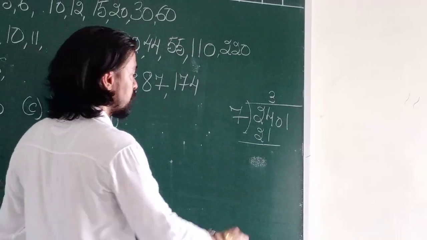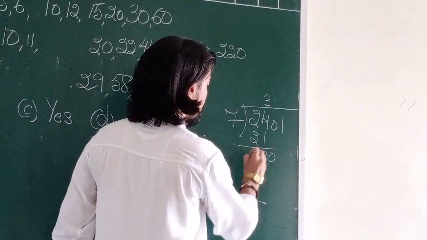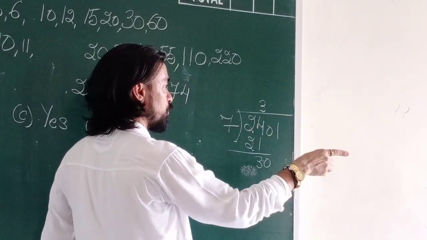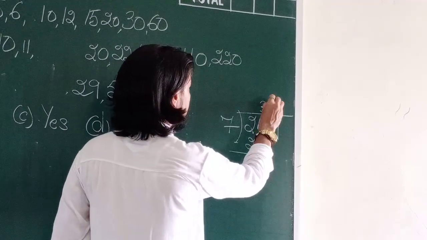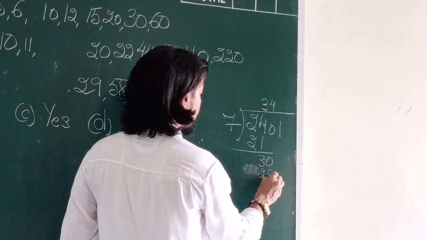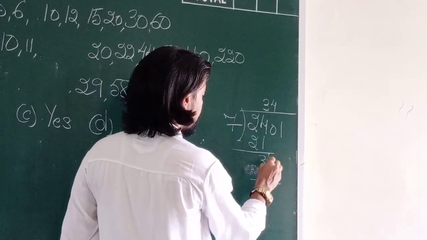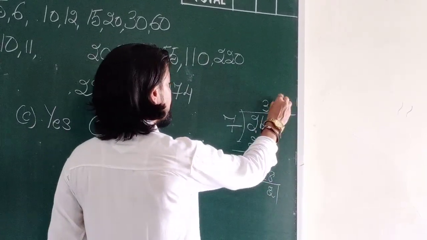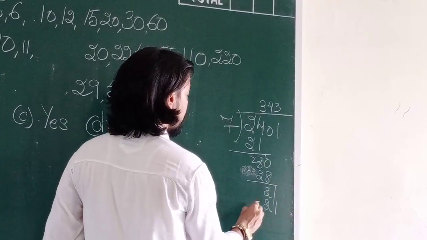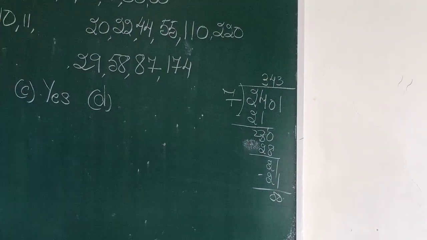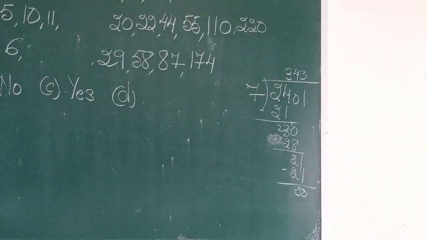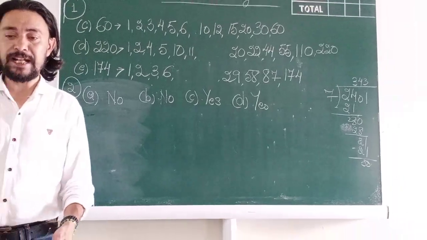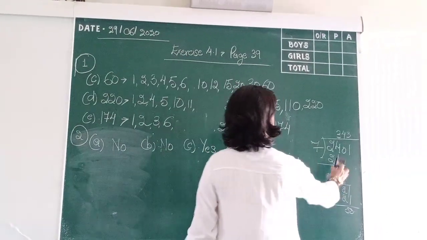What am I left with? 4 take away 1, 3, 0. Next number. 7 goes in 30 how many times? 7 1s are 7, 7 2s are 14, 7 3s are 21, 7 4s are 28. So 7 4s are 28. What am I left with? 2. Take down 1 and again it goes 7 3s are 21. And left with 0. So it completely divides 2401. So D is also yes. So that's for your second sum.